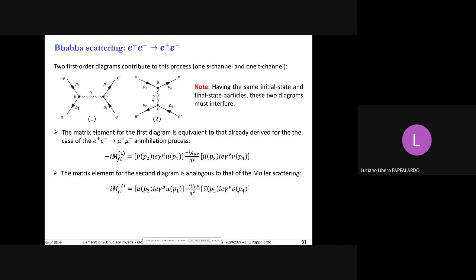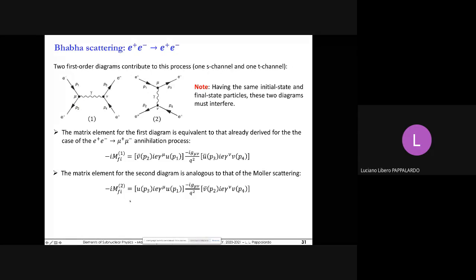For the second, this is now a t channel, okay? So indeed, the matrix element for the second will be very similar to the Møller scattering one, okay? e- e- and e- e-. The difference now is that we have antiparticles, okay? So in the upper vertex, we only have electrons. So this is a u bar, u. And in the lower vertex, we have only antiparticles, so v bar, v.